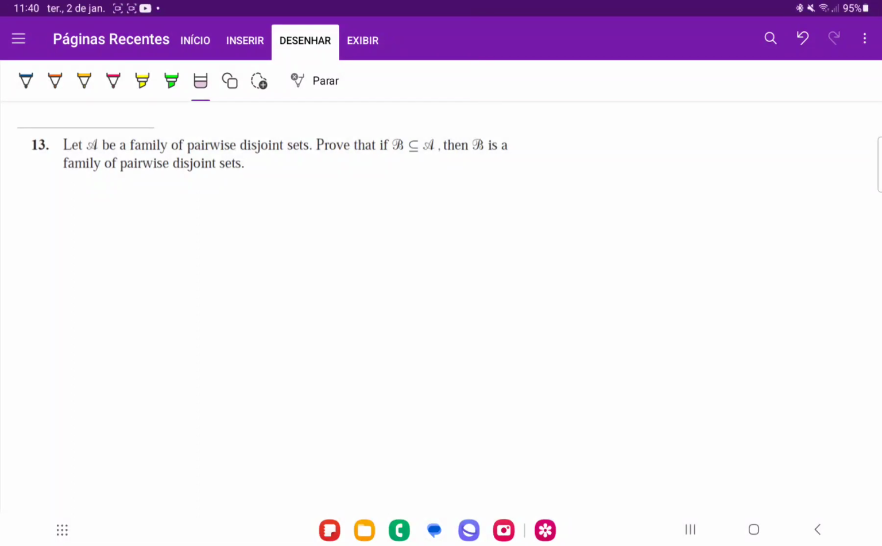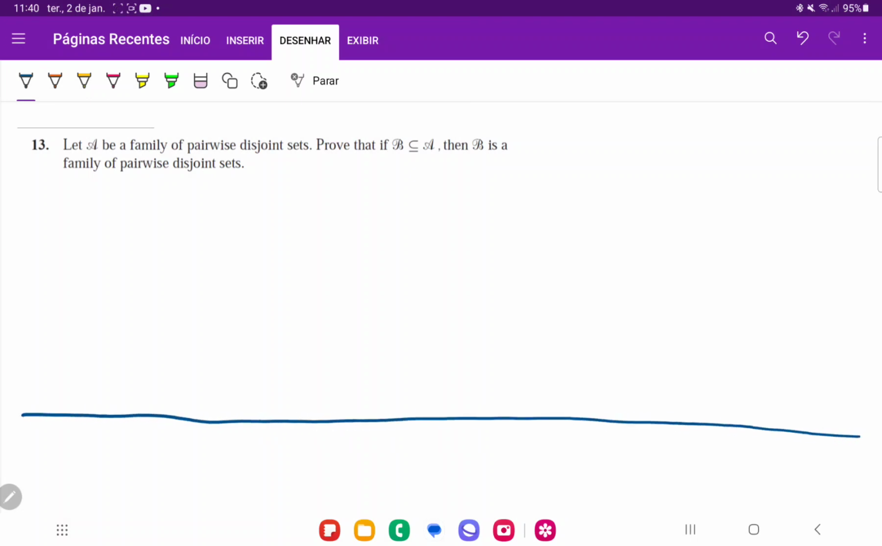Okay, so for number 13, we have that A is a family of pairwise disjoint sets, and we want to prove that if the family B is a subset of the family A, then B is a family of pairwise disjoint sets. So before we get into this, let's just briefly recollect the definition of pairwise disjoint.